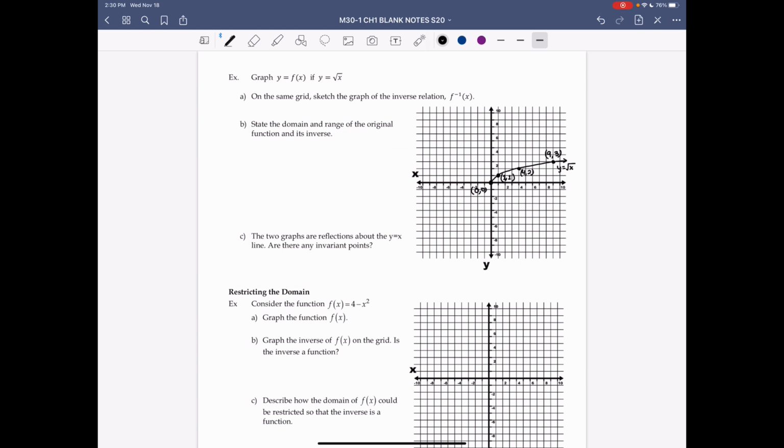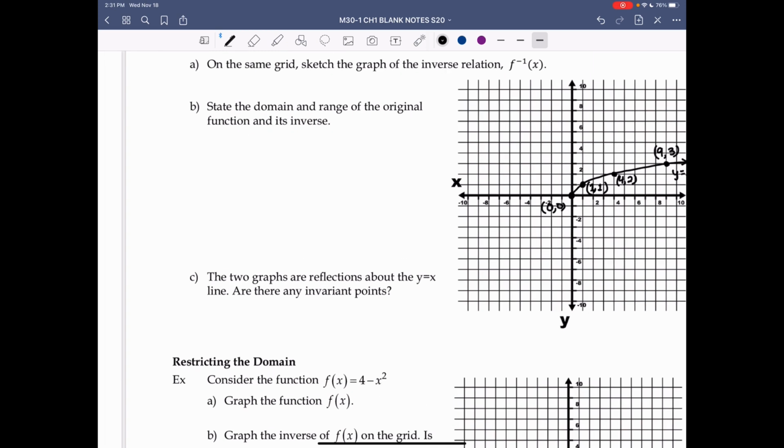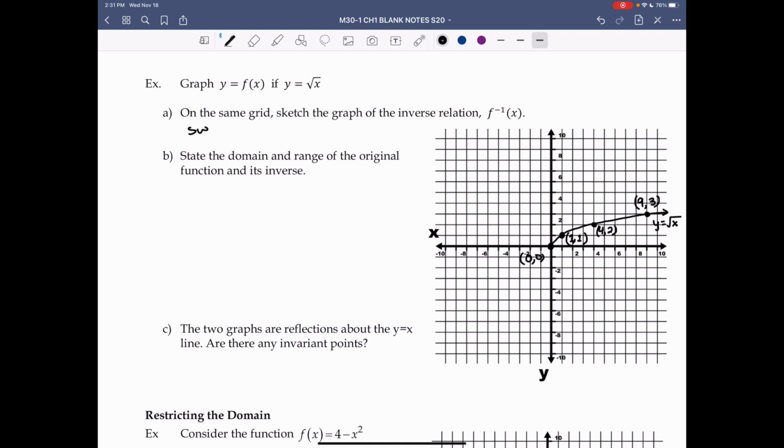A. On the same grid, sketch the graph of the inverse relation f inverse x. Remember, for inverse relations, we switch the x and y values. So I can plot the same points, just switching my x and y's. 0, 0 would still be 0, 0. 1, 1 would still be 1, 1. 4, 2 would become 2, 4. And 9, 3 would become 3, 9. Then I can attach the points with a curve to draw the inverse relation.